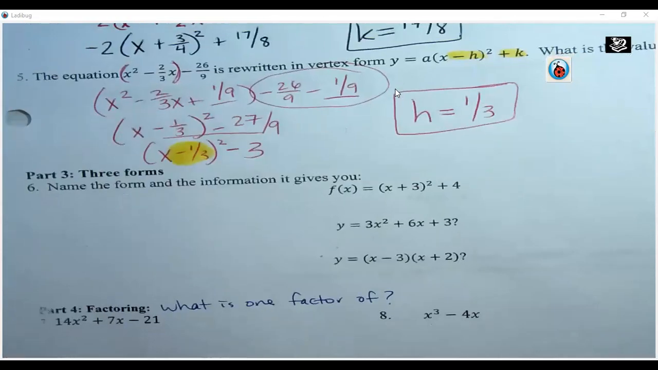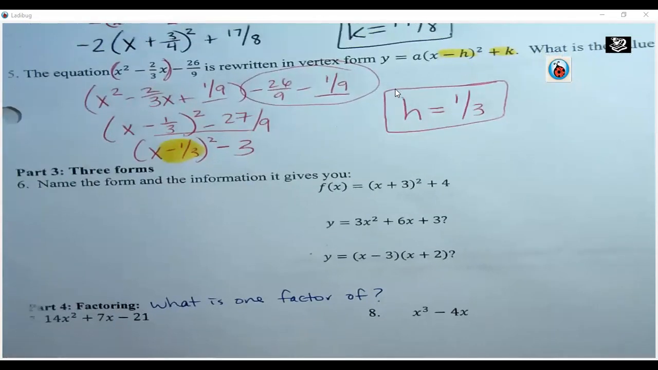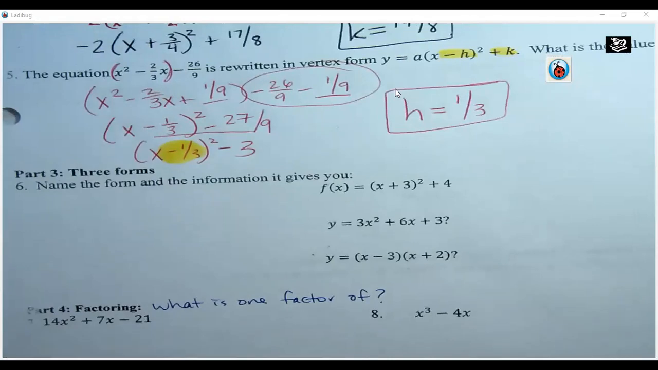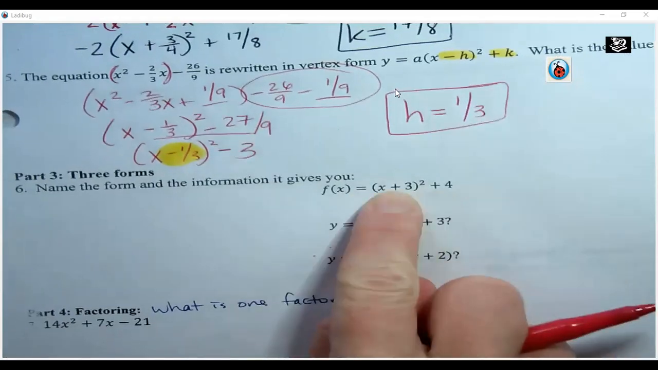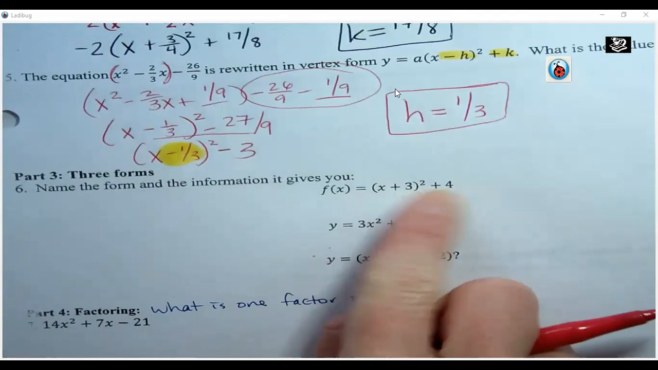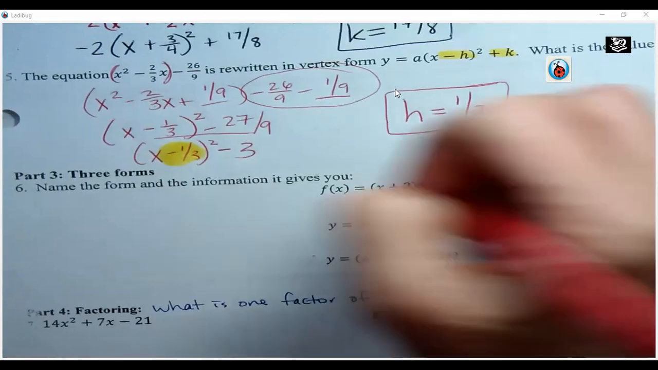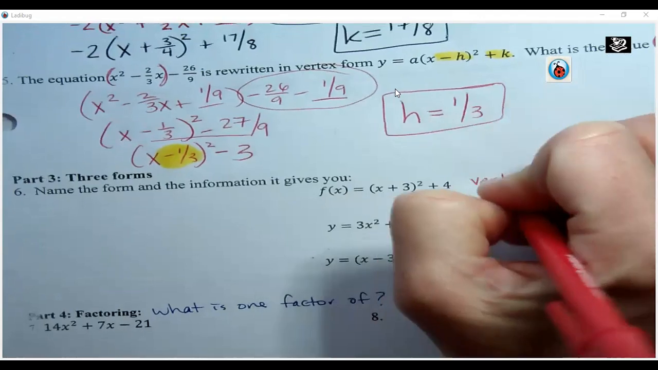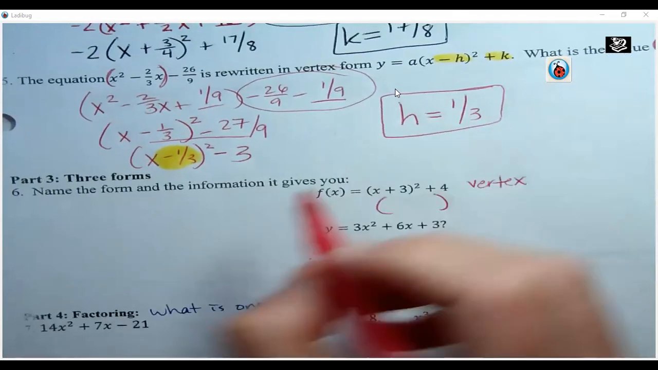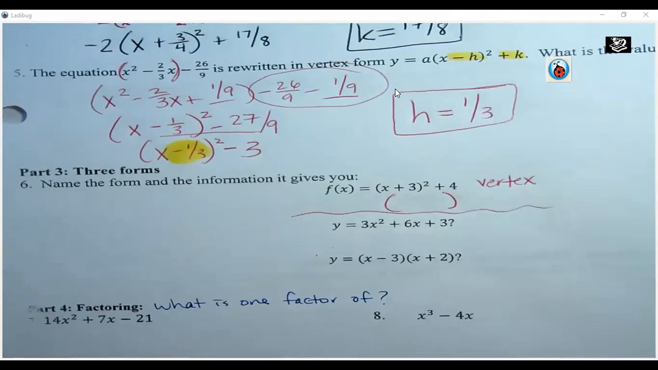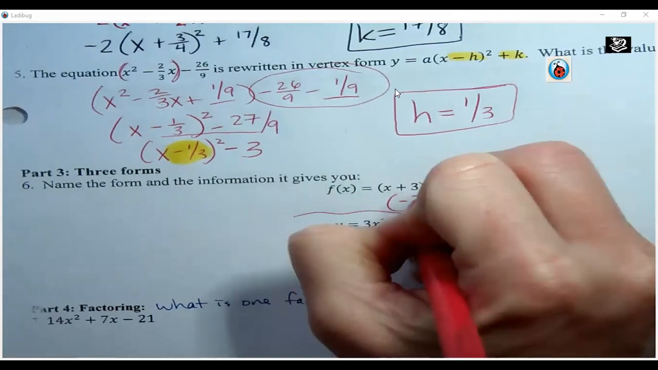All right, name the form and the information it gives you. Somebody who has not answered today, somebody new, still about half the class hasn't answered. What form is this? Vertex form. Vertex form gives you the vertex. All right, what is the vertex of that one? -3, 4. Good, -3, 4.